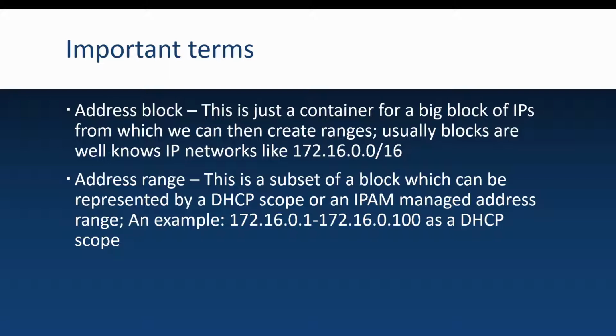Now an address range is a subset of a block, which can be represented, for example, by a DHCP scope or by an IPAM managed address range. An example might be 172.16.0.1 to 172.16.0.100, and this might be, for example, a DHCP scope.